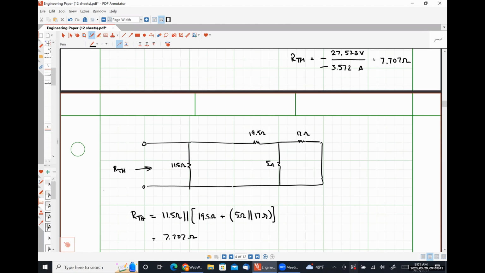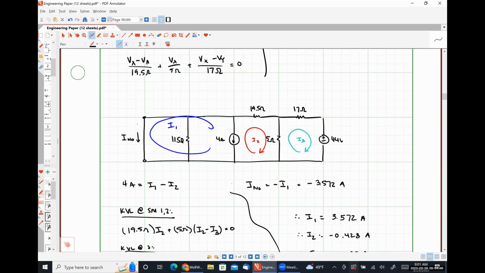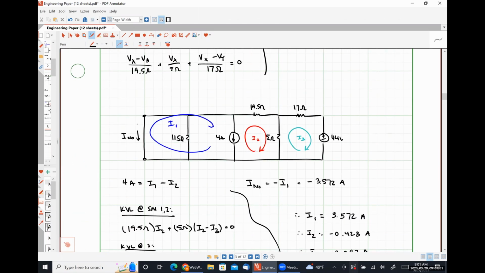Right. Another idea. It wasn't source transformation. So my other idea when looking at this was actually to do superposition because I can see really easily that the contribution from the 4 amp source is -4 amps. So I only need to look at it with the voltage source on to actually do any analysis whatsoever.